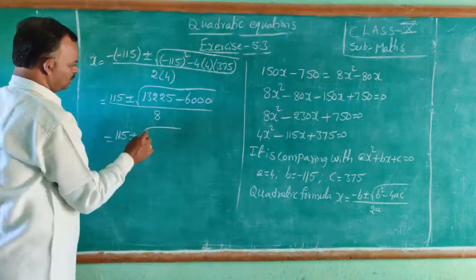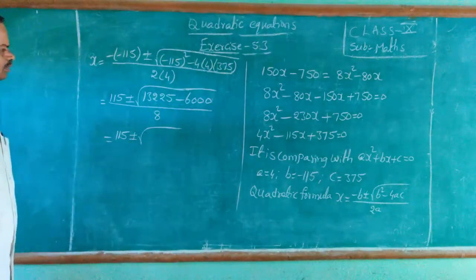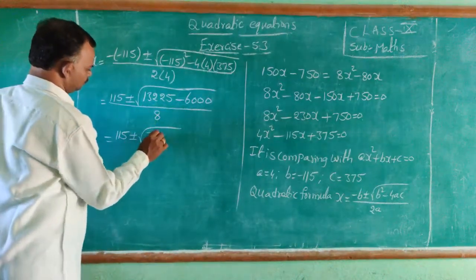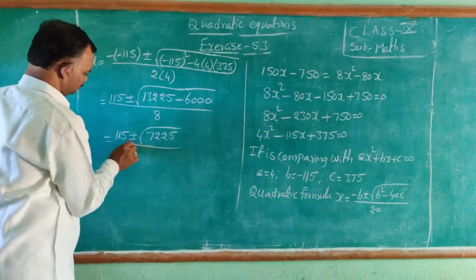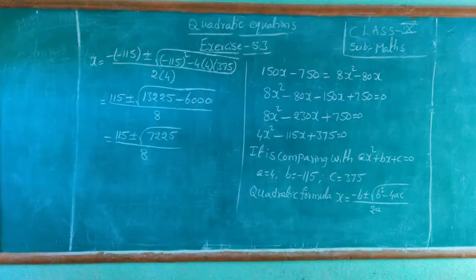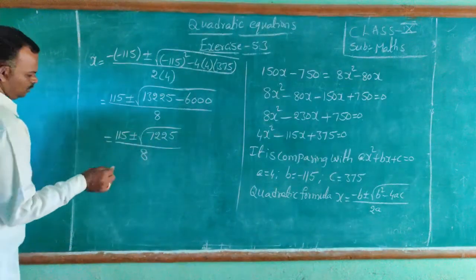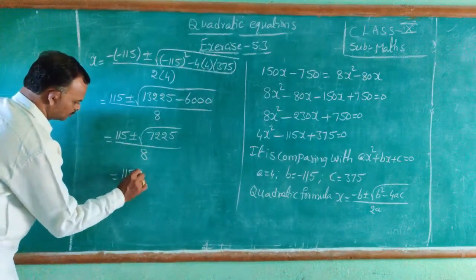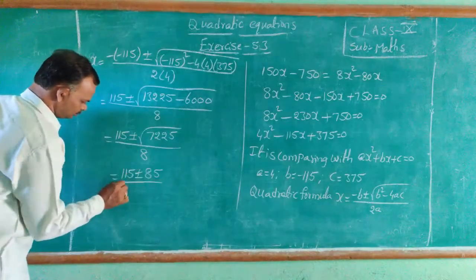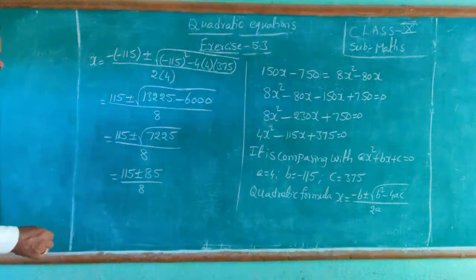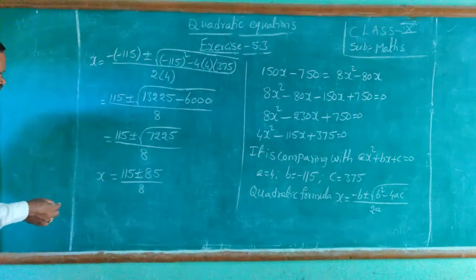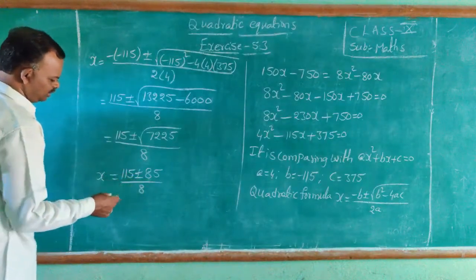115 plus or minus root of 13225 minus 6000, that is 7225. What is the root value of 7225? It is 85, by 8. Now we are taking one positive and one negative, that means plus 85 and minus 85.